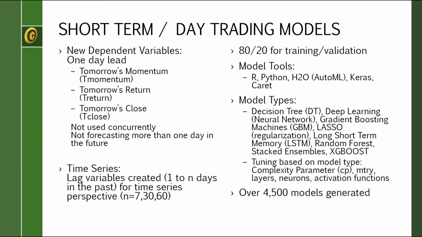For training and validation, I used the 80-20 rule. The tools that were used were R, Python, H2O, especially the automated machine learning algorithm, Keras and Caret. As you can see, there were a number of different model types built. And of course, there were various tuning parameters for each type considered. Because of the auto machine learning capabilities in H2O, I was able to generate over 4,500 models.